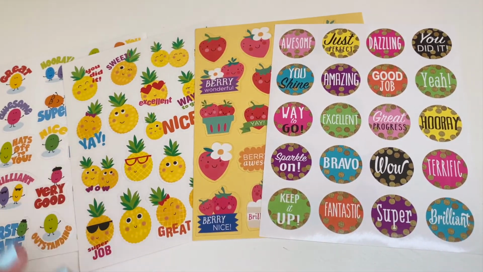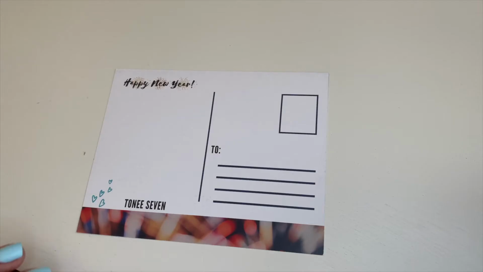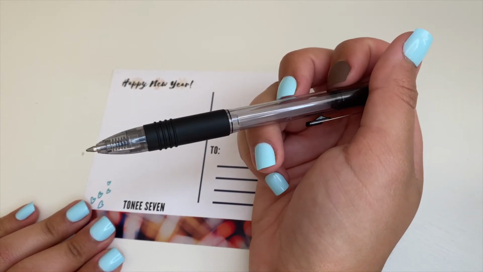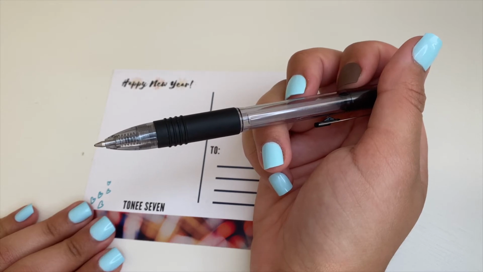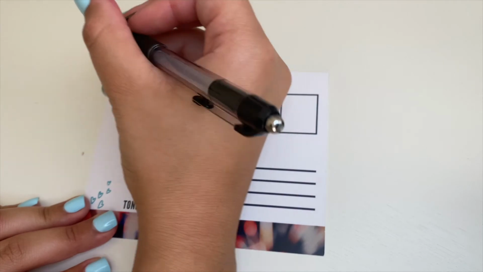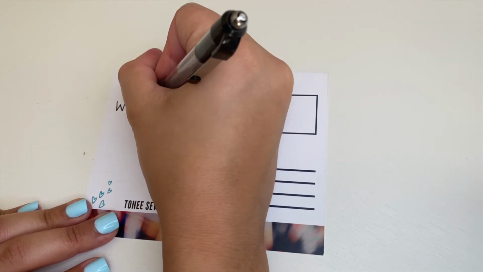And it's always a good idea to know what you're going to write before you write it. So write it on a piece of paper first because you don't want to mess it up. You only got one chance. Well, depending on how many postcards you bought, you really only have like a couple of chances if you have a couple extras. So I'm going to write the first one. I'm going to speed this up a little.